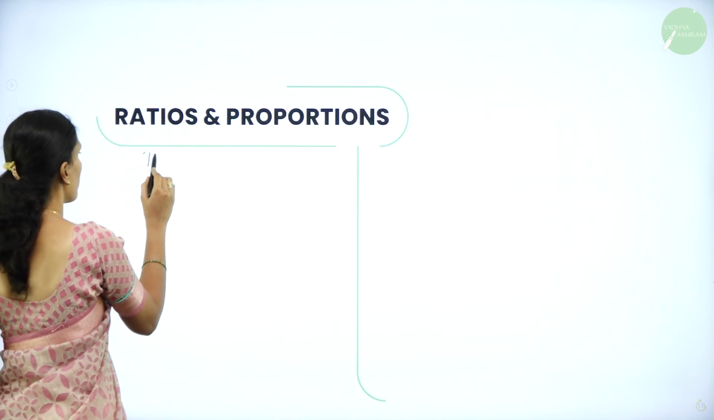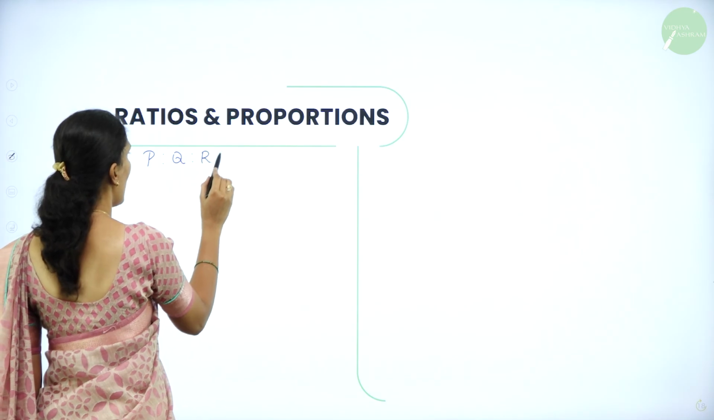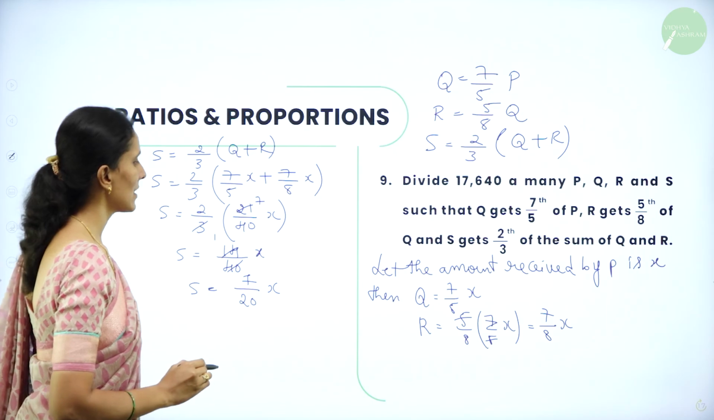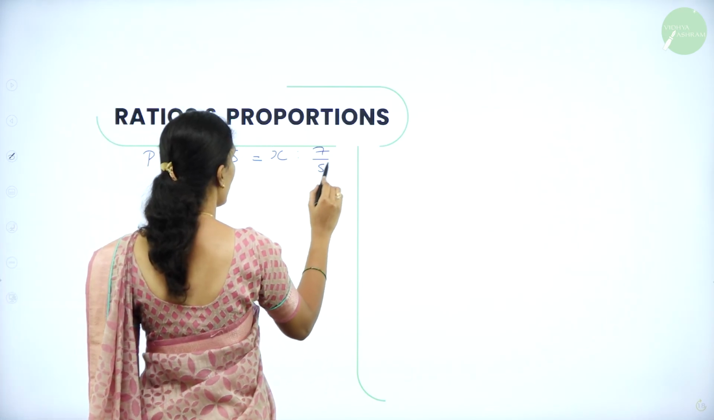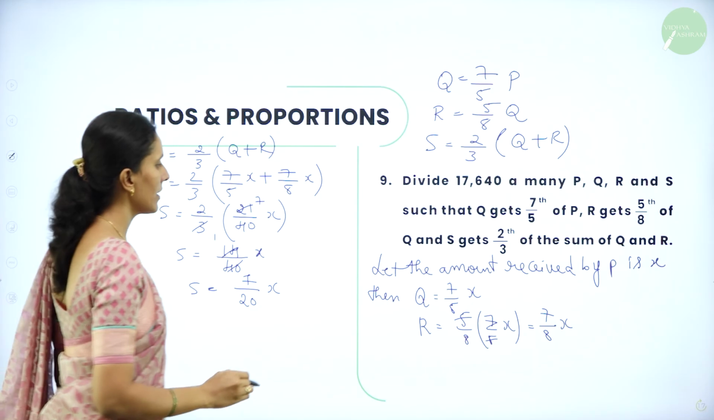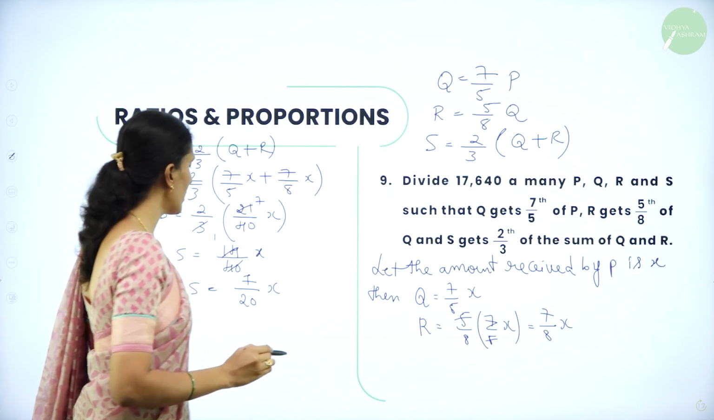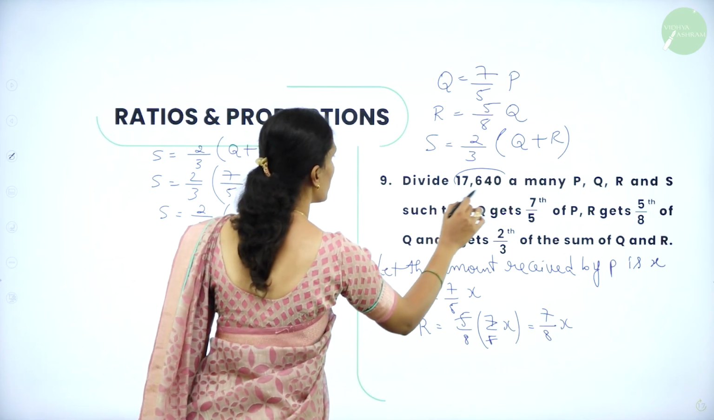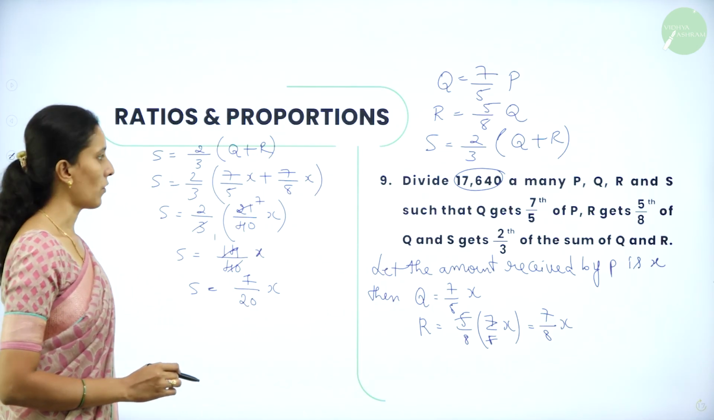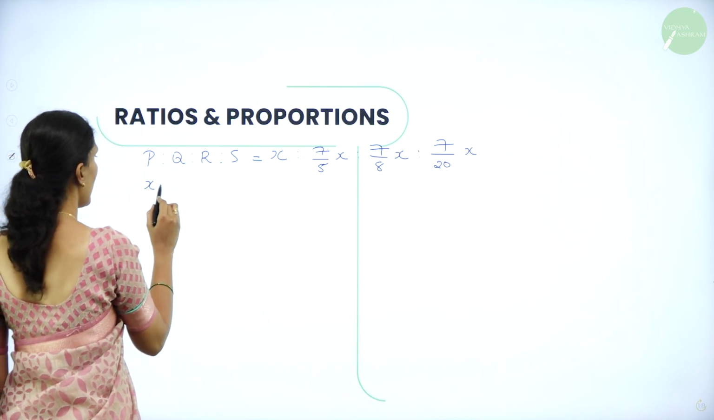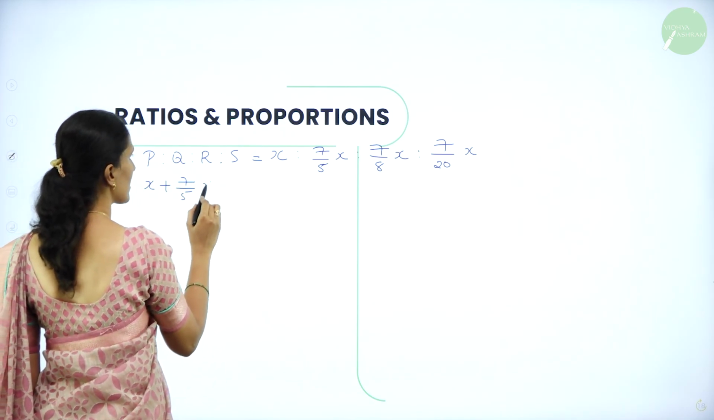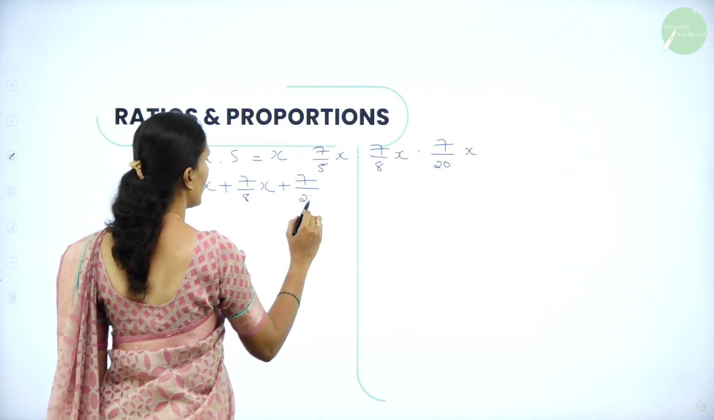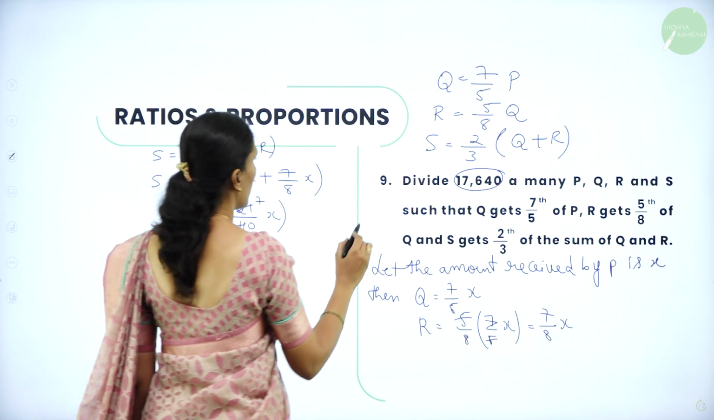So now P is to Q is to R is to S. What is P? P is X. What is Q? Q is 7/5 X. And what is R? R is 7/8 X. And what is S? That is 7/20 X. And now we know that the sum of the shares is equal to 17,640. So therefore it is X plus 7/5 X plus 7/8 X plus 7/20 X. This is equal to 17,640.